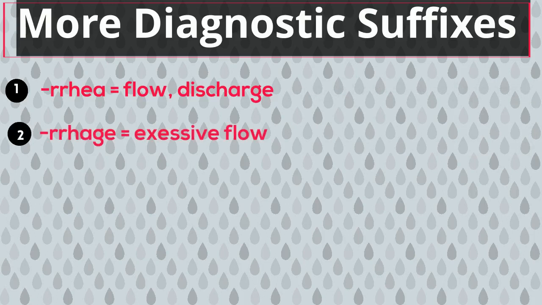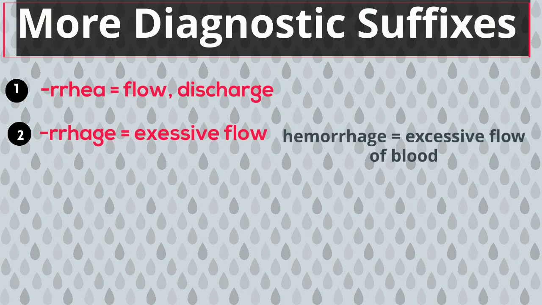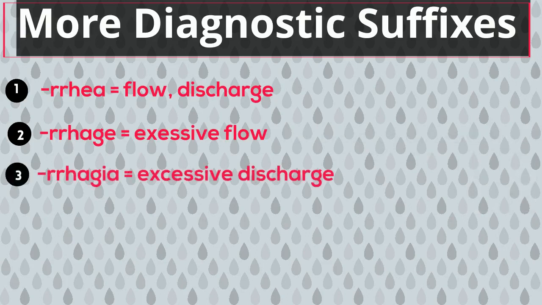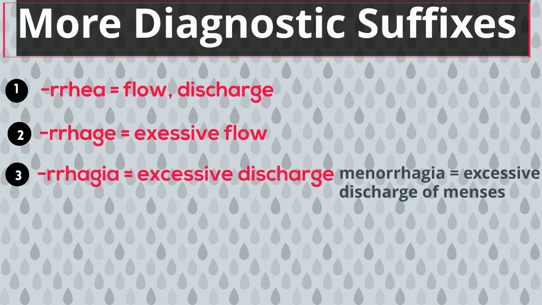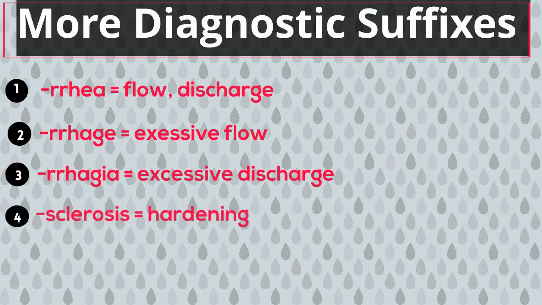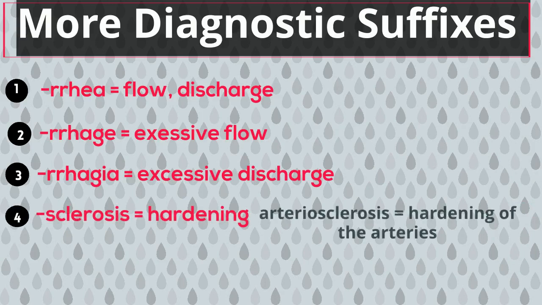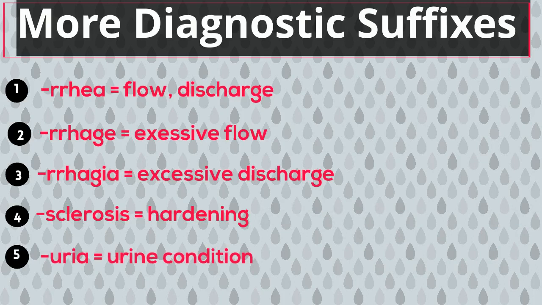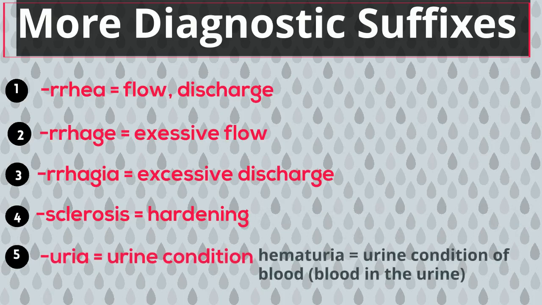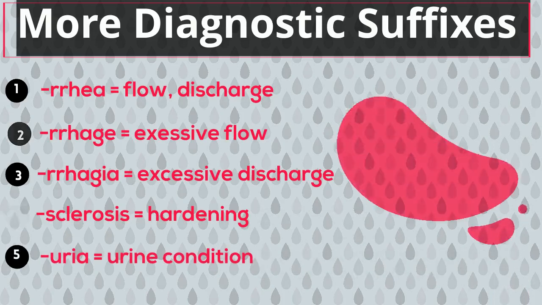Rhage, excessive flow or discharge. Hemorrhage, excessive flow of blood. Rhagia, excessive discharge also. Menorrhagia, excessive discharge of menses. It's a really heavy period. Sclerosis means hardening. Arteriosclerosis, hardening of the arteries. Uria is urine condition. Hematuria, urine condition of blood in the urine.